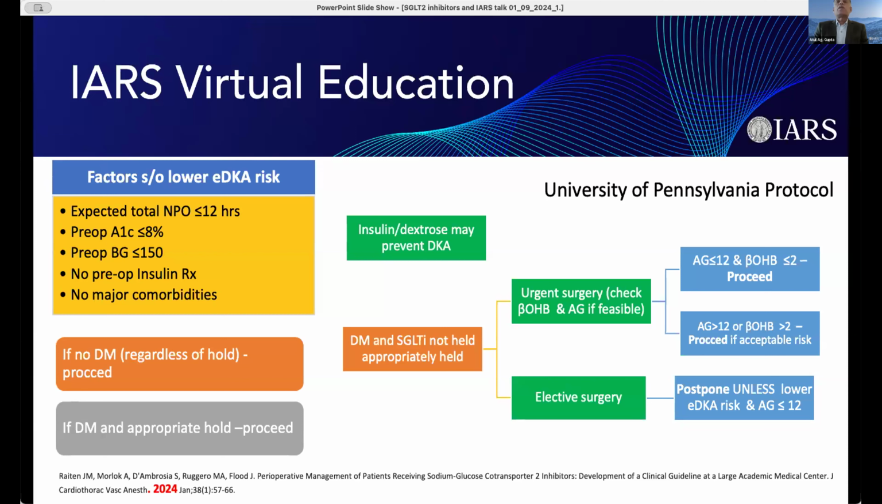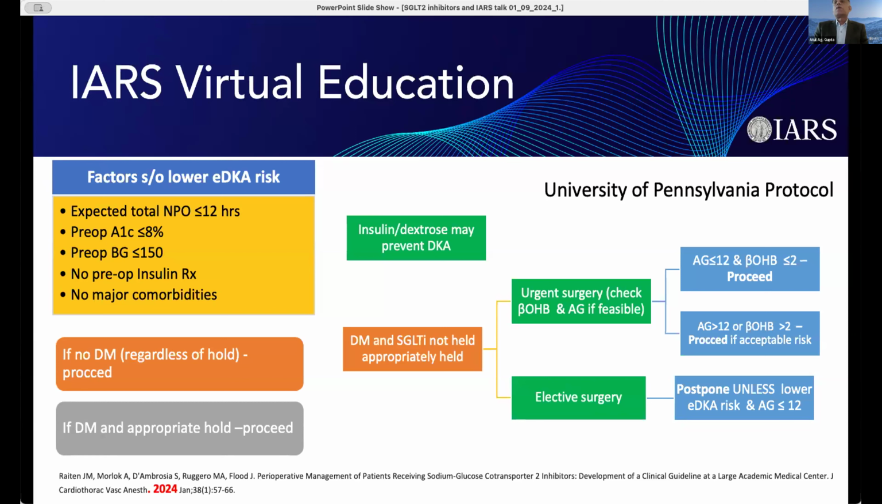If the patient is diabetic and has not held their SGLT2 inhibitor appropriately, and the patient is undergoing urgent surgery, they recommend that we check for beta hydroxybutyrate and anion gap, not the base excess, but the anion gap. And if there is no risk for acidosis, proceed. But if there is acidosis, ketoacidosis, then weigh risk versus benefits.